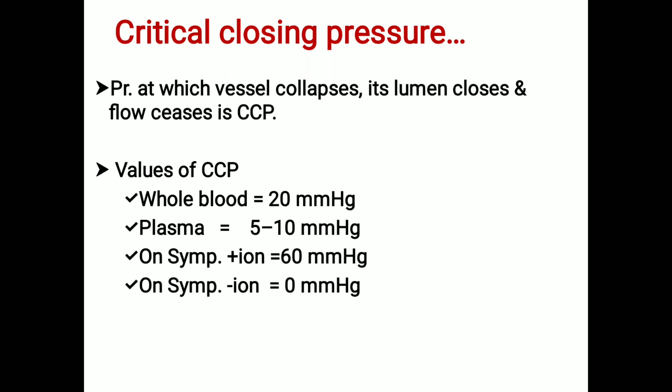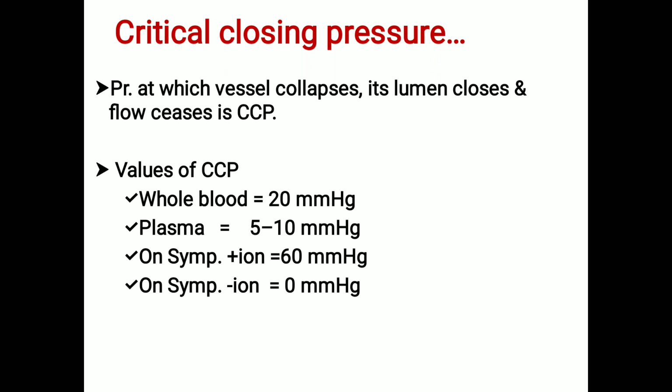At this pressure, the intramural pressure cannot equilibrate with the tension on the walls. So what are the values you need to know? Of whole blood, what is the critical closing pressure? Plasma, what is the critical closing pressure? On sympathetic stimulation, the intramural pressure is increased, so the critical closing pressure increases up to 50 to 60 millimeters of mercury. On the other hand, if you withdraw the sympathetic stimulation, it will decrease, come to zero.